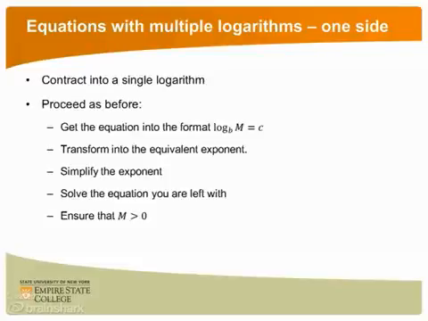There are two cases. Either the logarithms are on one side of the equal sign, or they are not. First, we consider the case where the logarithms are all on one side of the equal sign. First, we want to contract the logarithms into a single log. Then we proceed as before. Make sure the logarithm is in the proper format. Rewrite as the equivalent exponential equation. Simplify the exponent. Solve appropriately. Check that our answer results in positive values for all variable expressions. Let's look at an example.